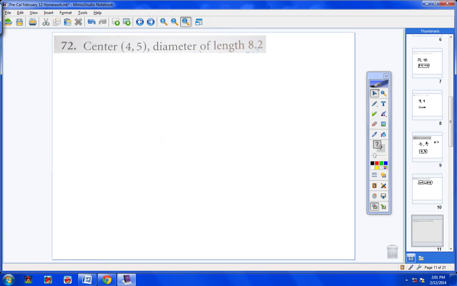In number 72, they're asking us to write the equation of a circle. Well, I've taught you over and over what two things do you always need. You need the center, we have that right here, and you need the radius. Now, they did not give us the radius, so I'm going to have to find the radius. They did give us the diameter. And the diameter of the circle is 8.2.